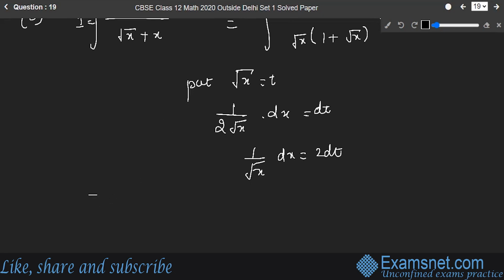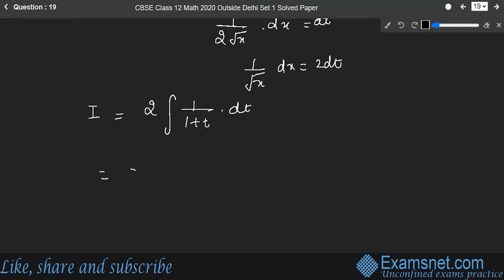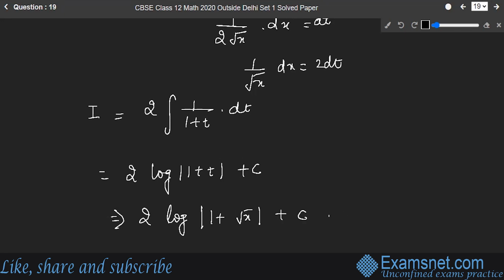So what does our integral become now? The integral will become 2 into 1 upon 1 plus t into dt, and finding this integral is very easy now. So this is equal to 2 into log of 1 plus t plus c. So this is 2 log of 1 plus root of x plus c. This is the answer to the question. Hope you got that as well. Let's move to the next question then.